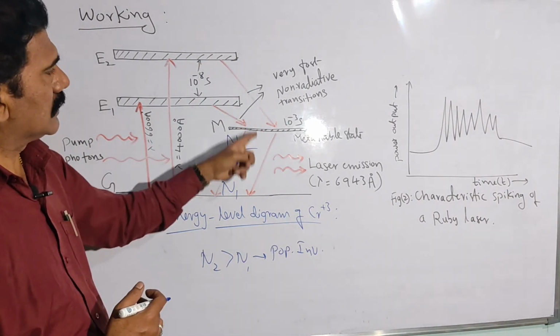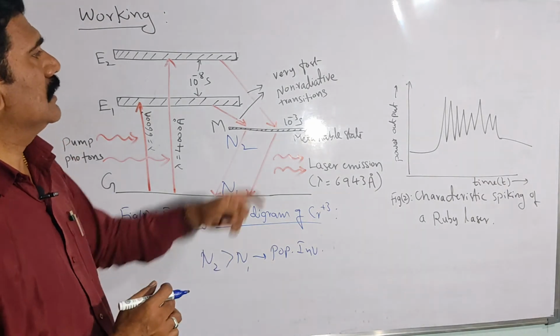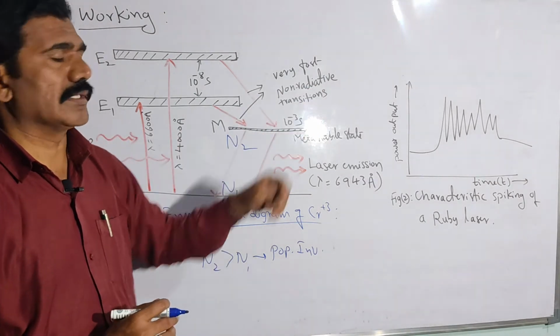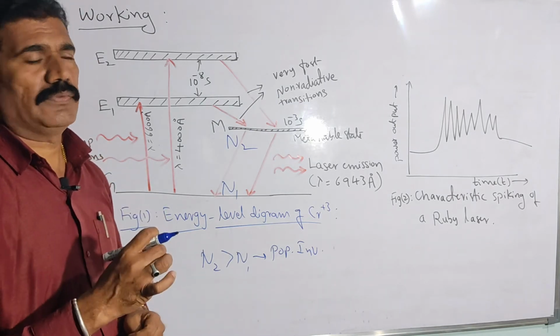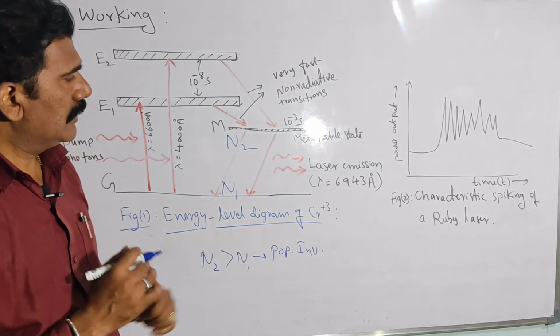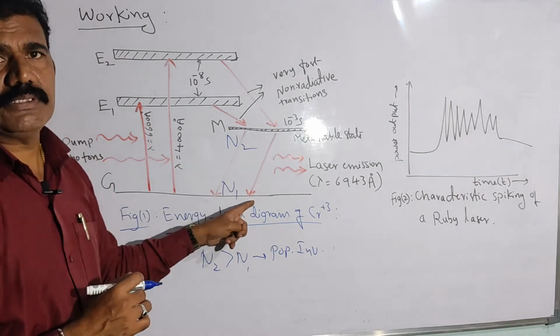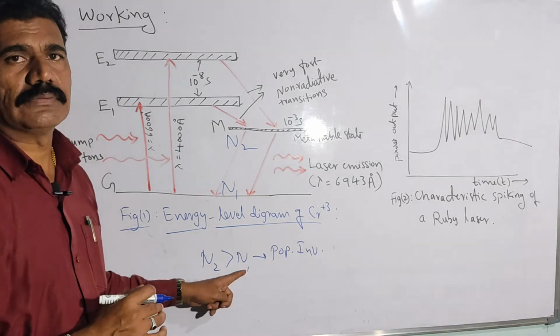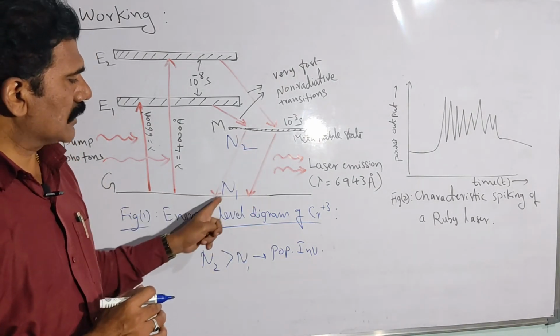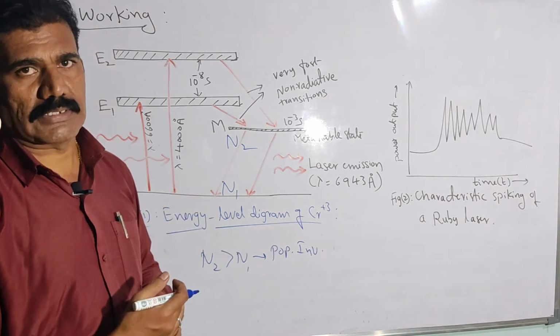But during this transition, there is no emission of photons. That is why you call it a non-radiative transition. It occurs very fast, so we can say a very fast non-radiative transition. Then from this metastable state to the ground state, a transition takes place once the population inversion is achieved. Okay. So these transitions are radiative transitions. That means there is an emission of photons again.